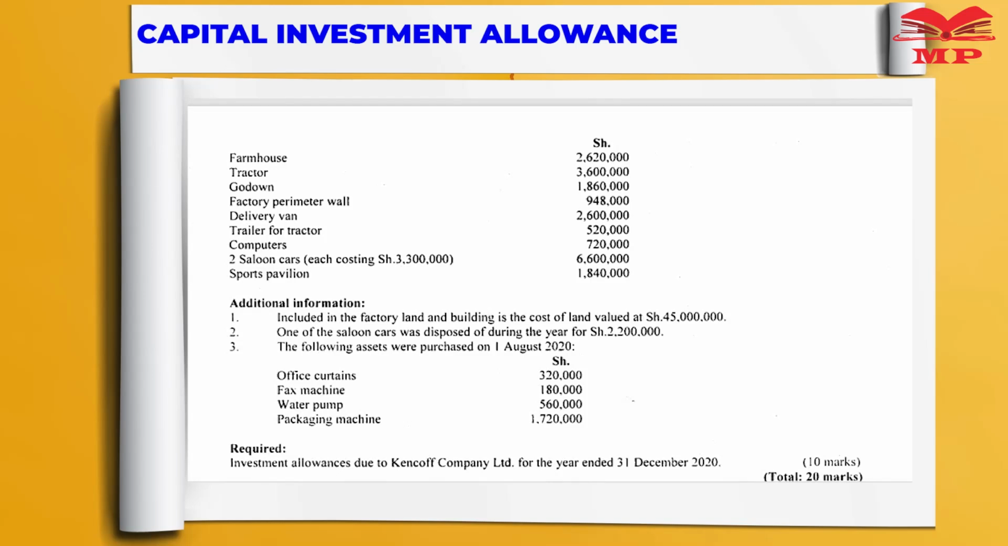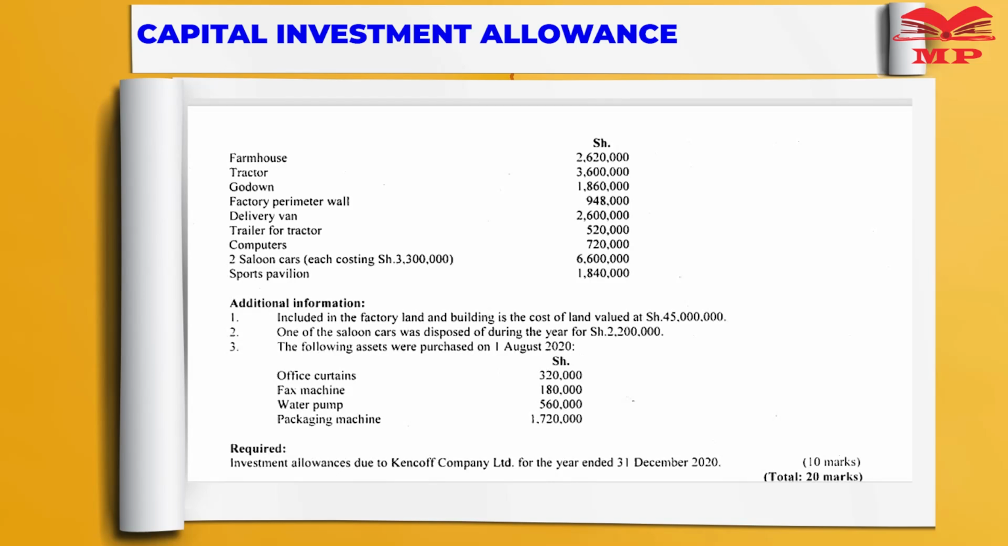One of the saloon cars was disposed of during the year for 2,200,000. Number 3, the following assets were purchased on 1st August 2020: office curtain, fax machine, water pump, packaging machine. Required: investment allowance due to Kenkoff Company Limited for the year 2020.